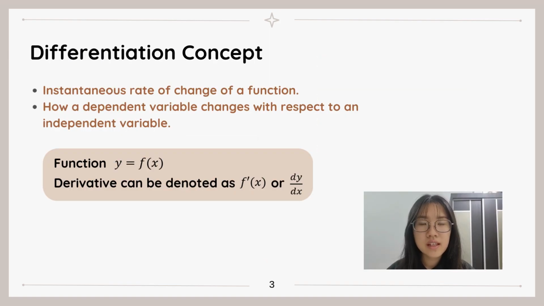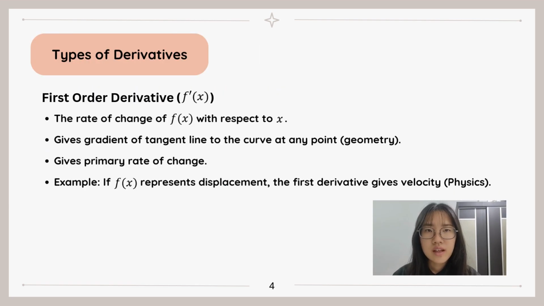Differentiation involves finding the instantaneous rate of change of a function, measuring how a dependent variable changes with respect to an independent variable. Derivatives can be classified into different types based on their order.